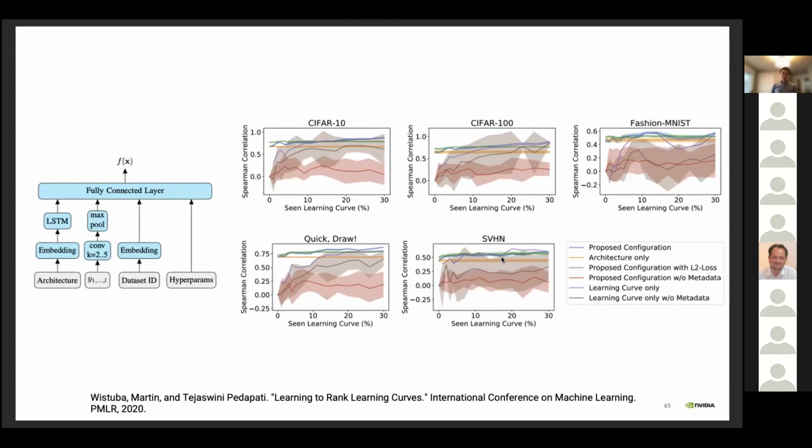The next work, building on the previous architecture and hyperparameters work, really starts to rank all the components together. What it did was combine the architecture, dataset ID and hyperparameters into fully connected layers to predict the performance of the model. Then using this predictor, you can do the ranking here.